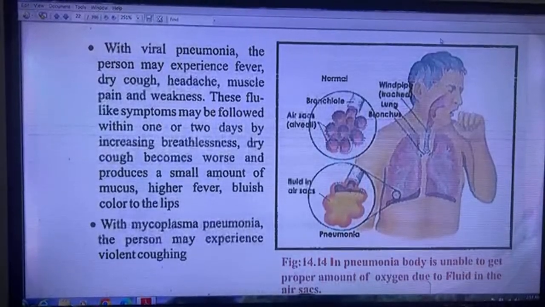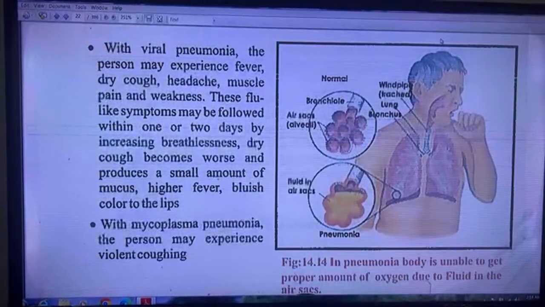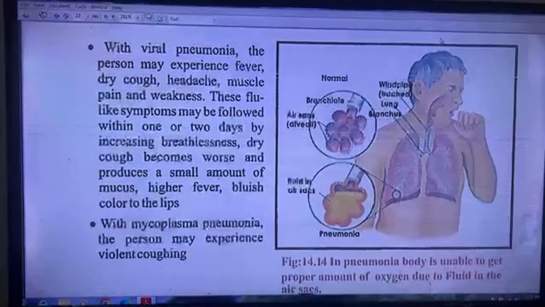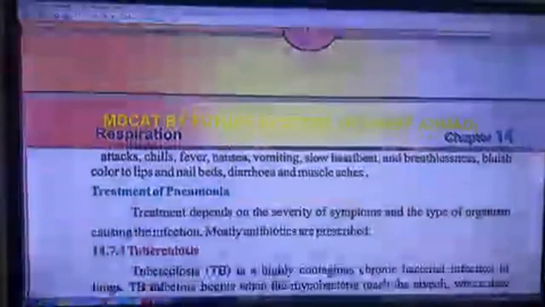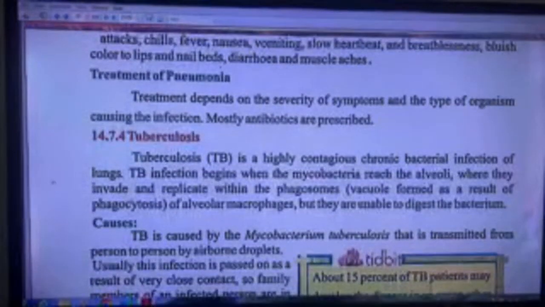These flu-like symptoms may be followed within 1 or 2 days by increasing breathlessness, dry cough becomes worse and produces a small amount of mucus, higher fever, bluish color to the lips. With mycoplasma pneumonia, the person may experience violent coughing attacks, chills, fever, nausea, vomiting, slow heartbeat, and breathlessness, bluish color to lips and nail beds, diarrhea, and muscle aches.